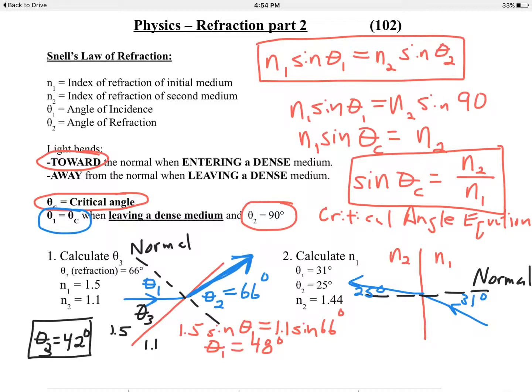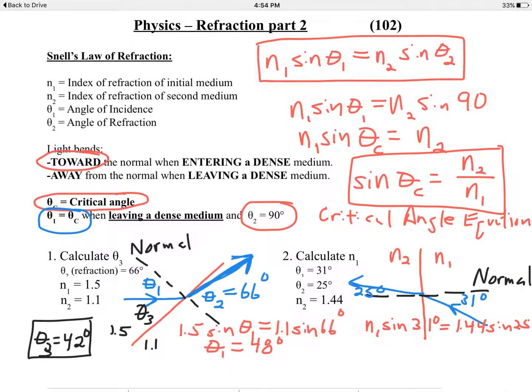So once again, I'm just going to plug into Snell's law. N sub 1, which we don't know, times sine theta sub 1, the original entering angle, which is 31 degrees, equals n sub 2, which is given as 1.44, times the sine of theta sub 2, which is 25. Alright, so I know everything except for n sub 1.